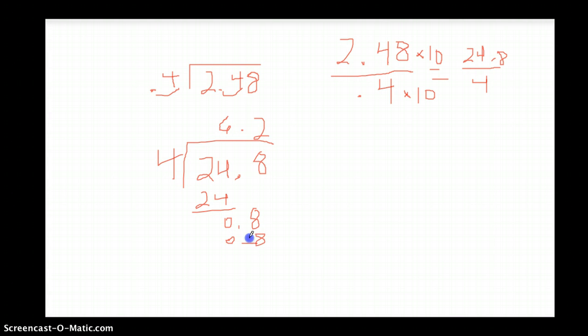And I get my 0.8. Oops. And 0. So there it is, just a quick introduction as to why we move that decimal in decimal division. Thanks.